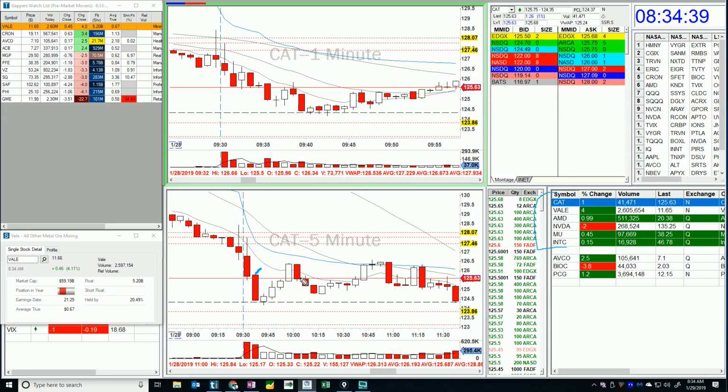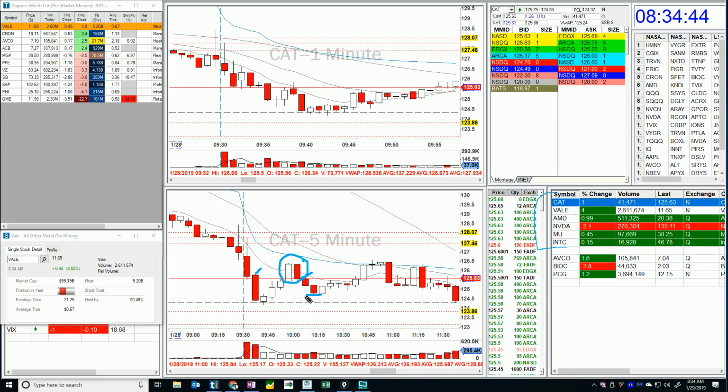Then it does a nice little bounce here, reversal. Another engulfing pattern here. You can kind of get in here and take this for a little short drop. But again, just a beautiful opening range breakdown on CAT.